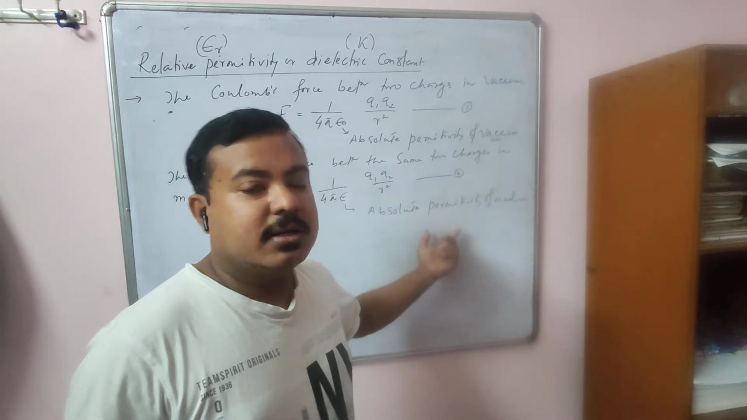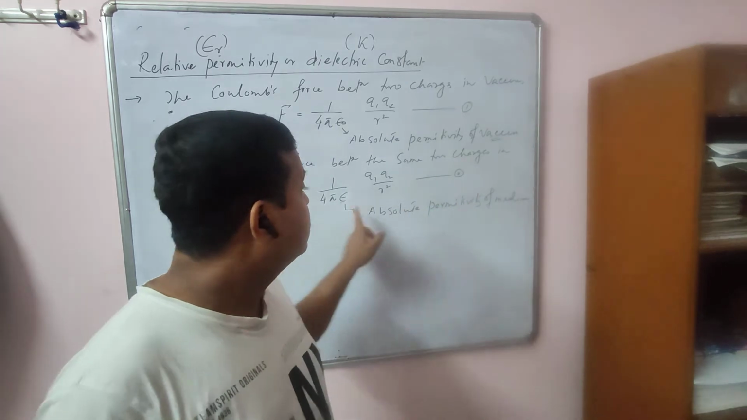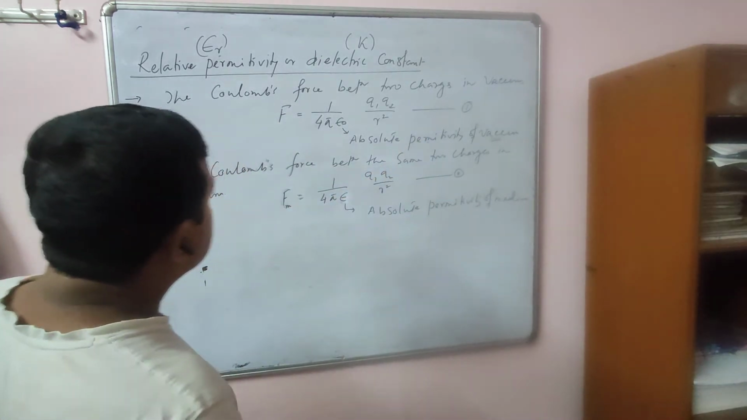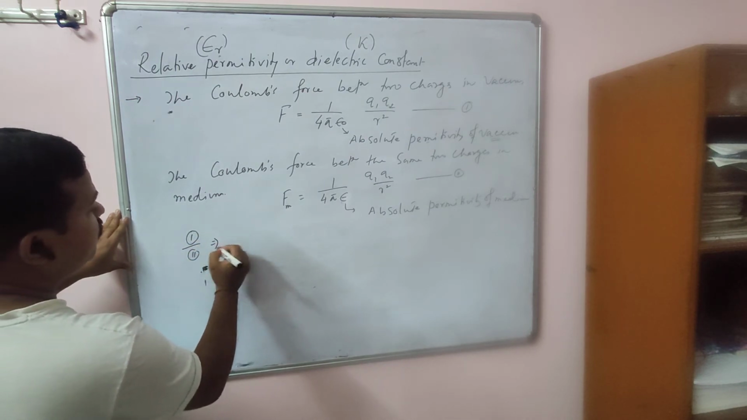It is water, air, any other gas, any other liquids. Depending on the medium, its value will change. It varies. But for vacuum it is fixed. Now if we divide equation 1 by 2, what do you get?